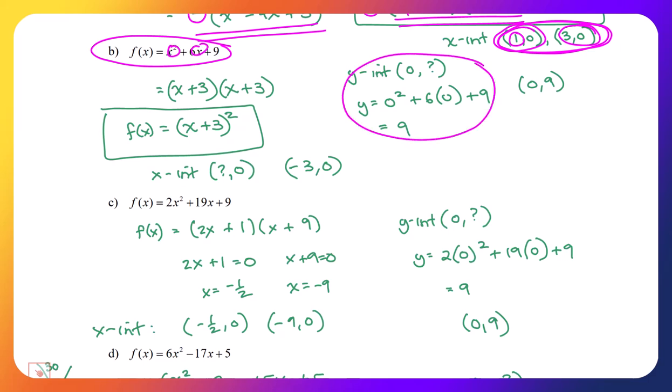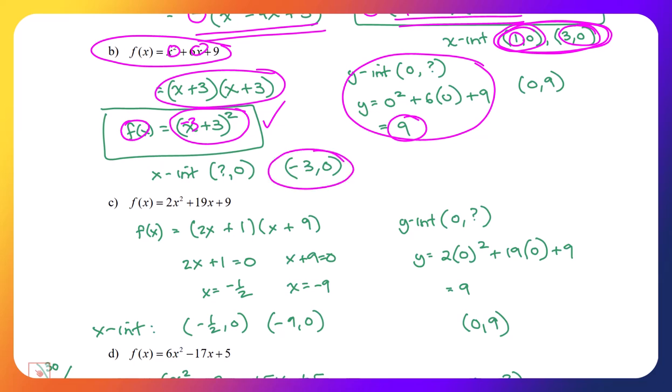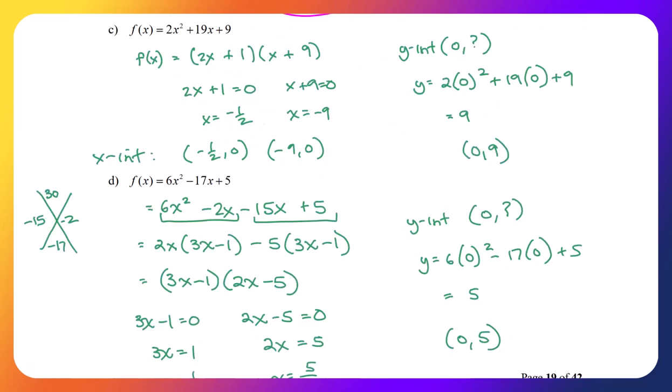Plug in 0, and there's our 9. Hopefully, you can get the y-intercept easily. This factors quite nicely. You can write it squared, or you can write them each separately. I like writing it squared. And so the x-intercept is when this makes it 0. So negative 3 will do that, and there's the x-intercept.